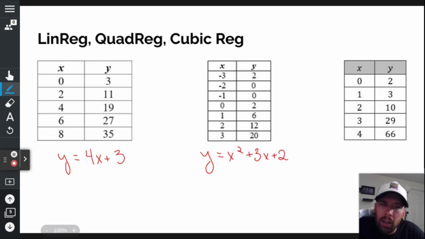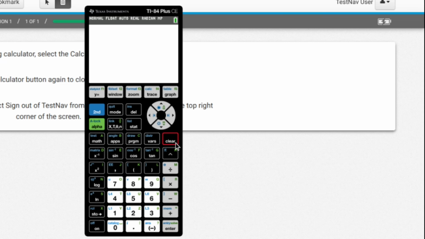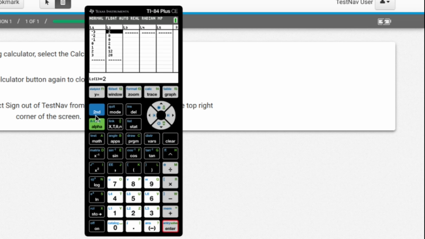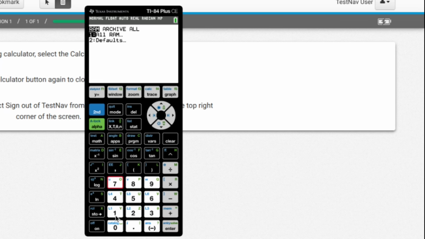Let's go to this guy right here, cubic. Cubic Reg, or Cubic Frog, which is a company that makes toddler games. I would know, I have a toddler. If I hit Stat, Edit, just like I did last time, there's a mess there. So it wouldn't be the worst idea to hit second plus 7, 1, 2 to clear anything. Now, if you have your own personal calculator and you have stuff saved, you don't want to do this, but this is from the internet, so I don't care.